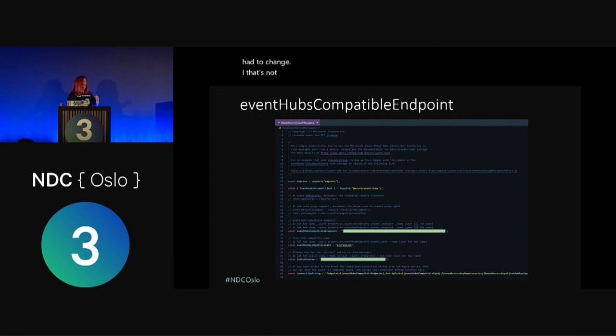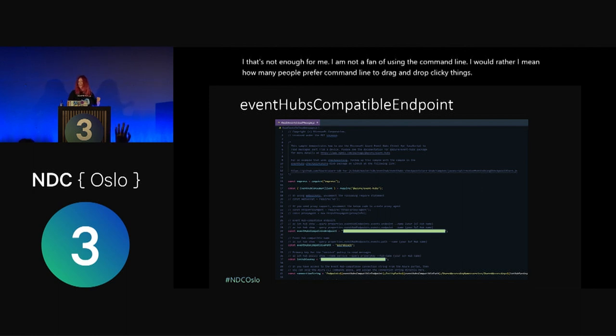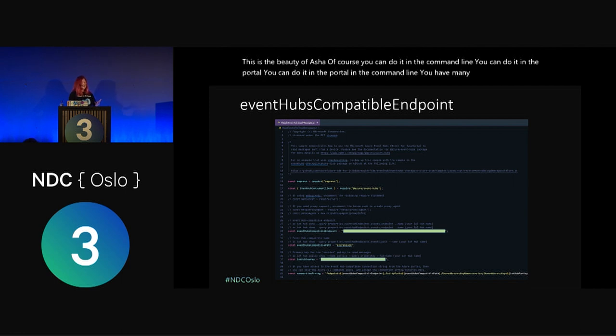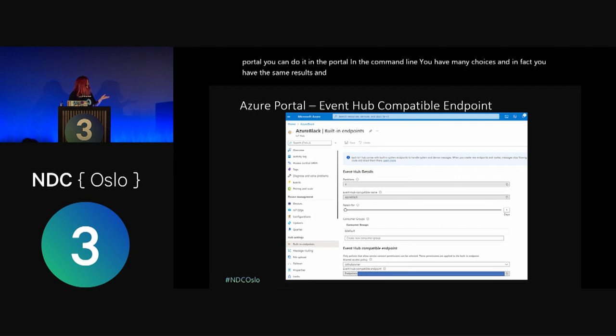But that's not enough for me. I am not a fan of using the command line. How many people prefer command line to drag and drop clicky things? Yeah, this is the beauty of Azure, of course. You can do it in the command line, you can do it in the portal. You have many choices, and in fact, you have the same result. But what I like to do is go into the portal and then look for the same pieces of information as I had to get using the command line, so that it's clear in my mind what pieces of information I'm using, what I'm using them for, where I get them from, and what I need to change in case something has been breached.